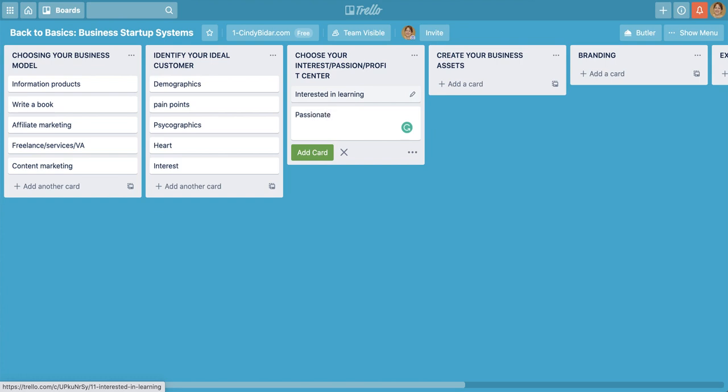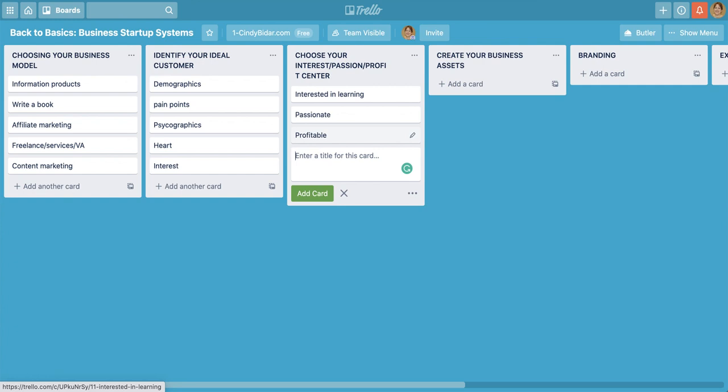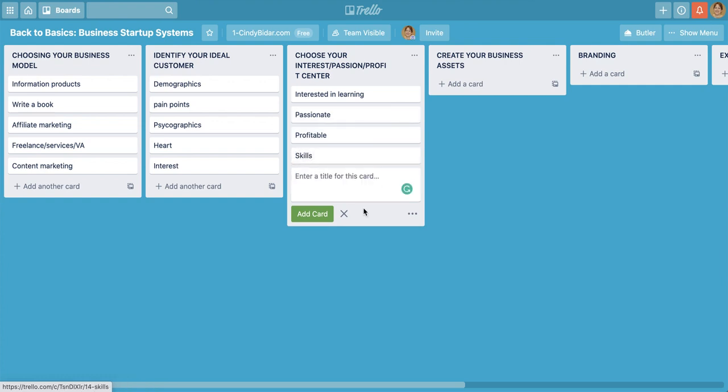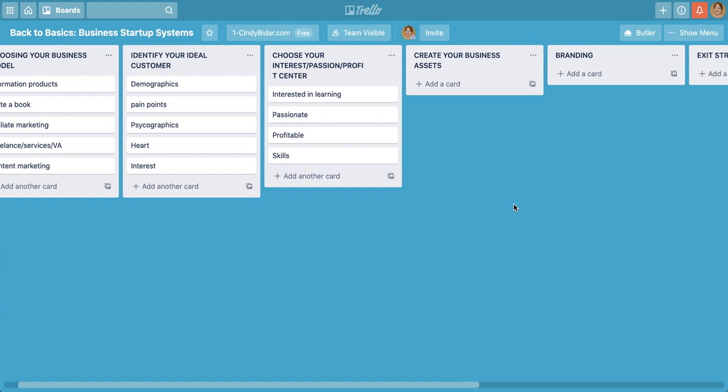A lot of people talk about that. I don't believe you have to be absolutely passionate about something to build a business around it. Maybe you just think it's going to be profitable. Maybe you did some research and you think there's money to be made in that topic, and that's perfectly viable as well. Or maybe you have some skills in that area. So those are all ways that you would choose what topic or subject your business is going to be based around.